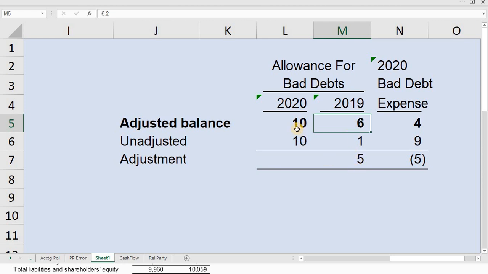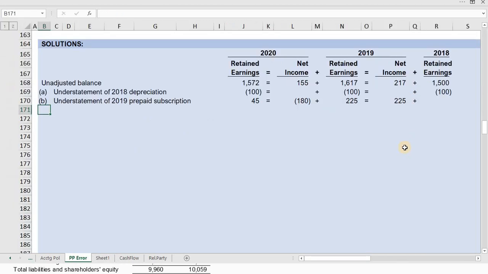So that is 10 pesos less 6 pesos is equals to 4 pesos. So it means that the 2020 bad debt expense should be decreased from 9 pesos to 4 pesos. Again, for letter C, the 2019 bad debt expense should be increased by 5 pesos.